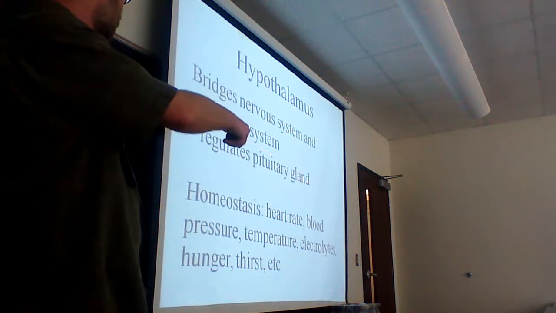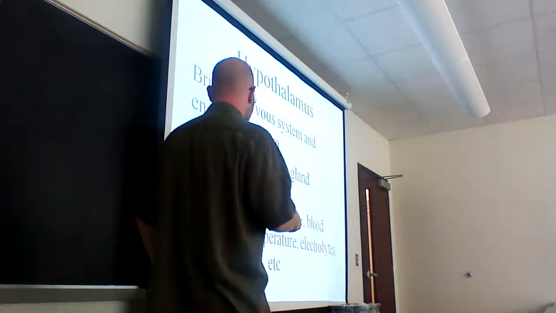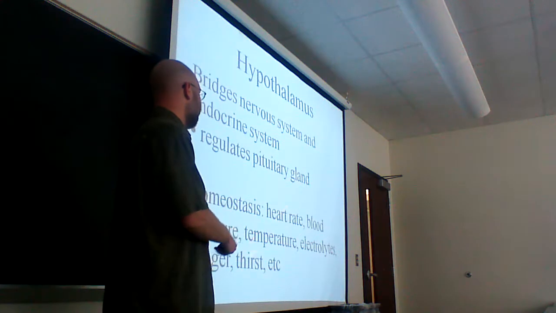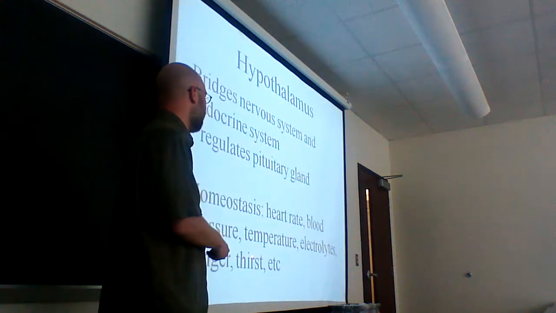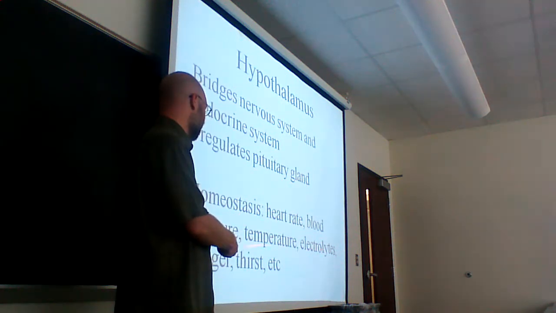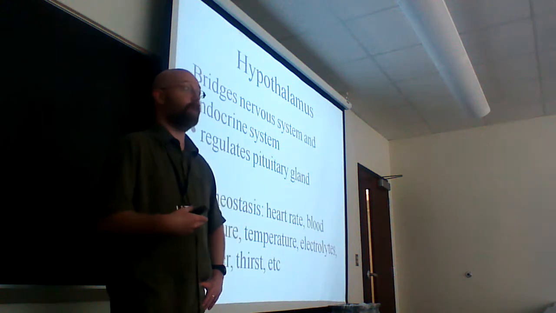It bridges the nervous system and regulates the pituitary gland. The pituitary gland is the heart of the endocrine system, and so the hypothalamus is going to be involved in all the stuff that the pituitary gland regulates. So larger roles in homeostasis: heart rate, blood pressure, temperature, electrolyte balance, hunger, thirst, and so on and so forth. My guess, this is going to come up in AMP 2.